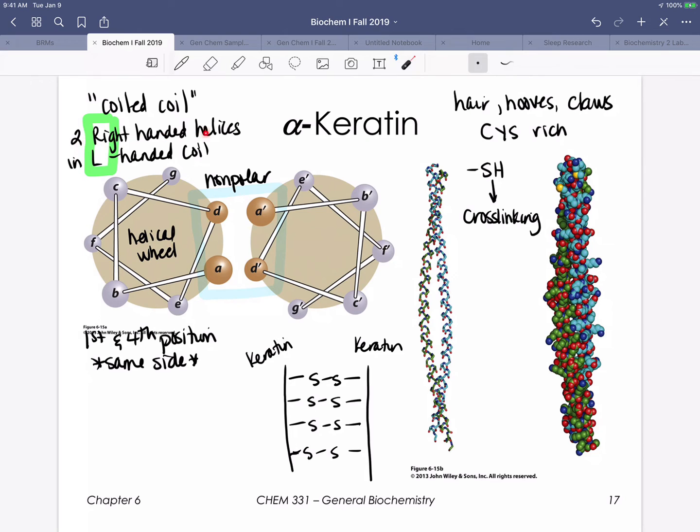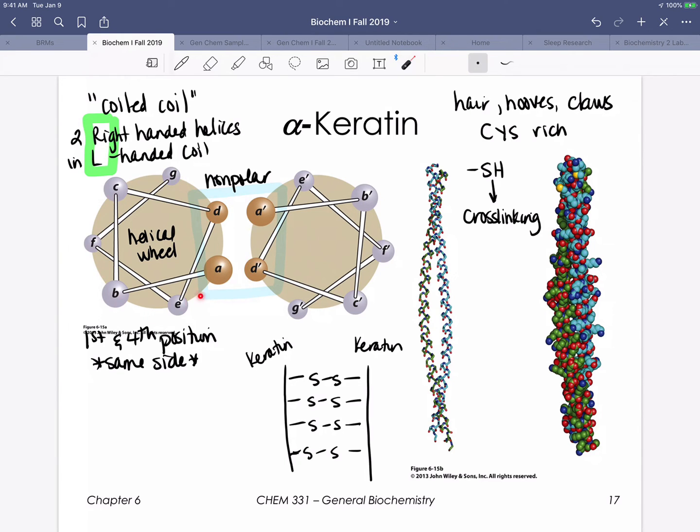Keratin is two right-handed alpha helices in a left-handed coiled coil. We can see the structure of this here. They're two right-handed alpha helices, the more prototypical alpha helix, and then they wrap around one another in a left-handed coiled coil. We're highlighting this because we see this theme that nature knows that if you want to make strong fiber strands, you have more than one strand that you wrap in opposite directions.